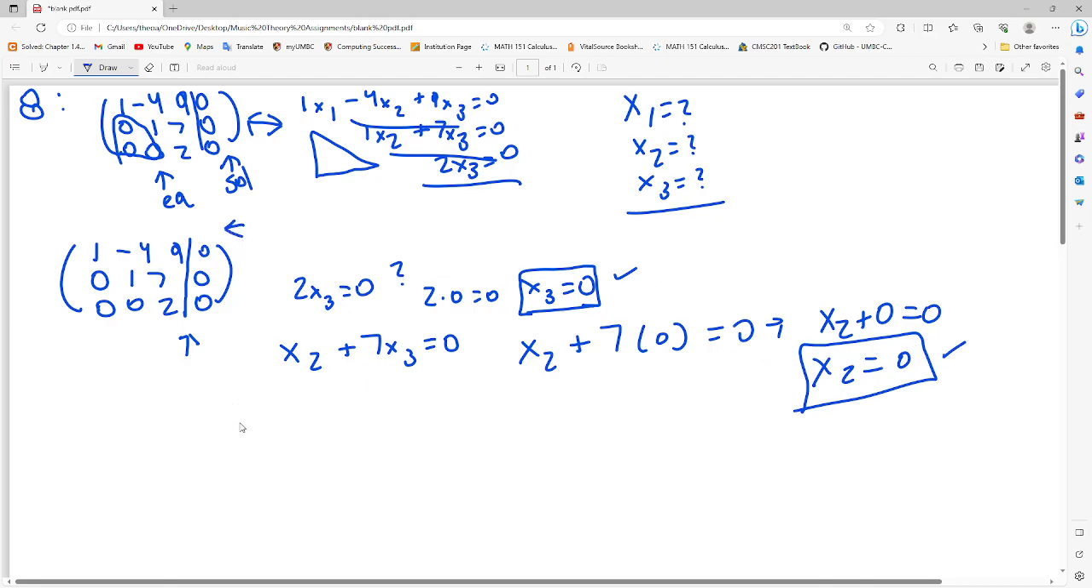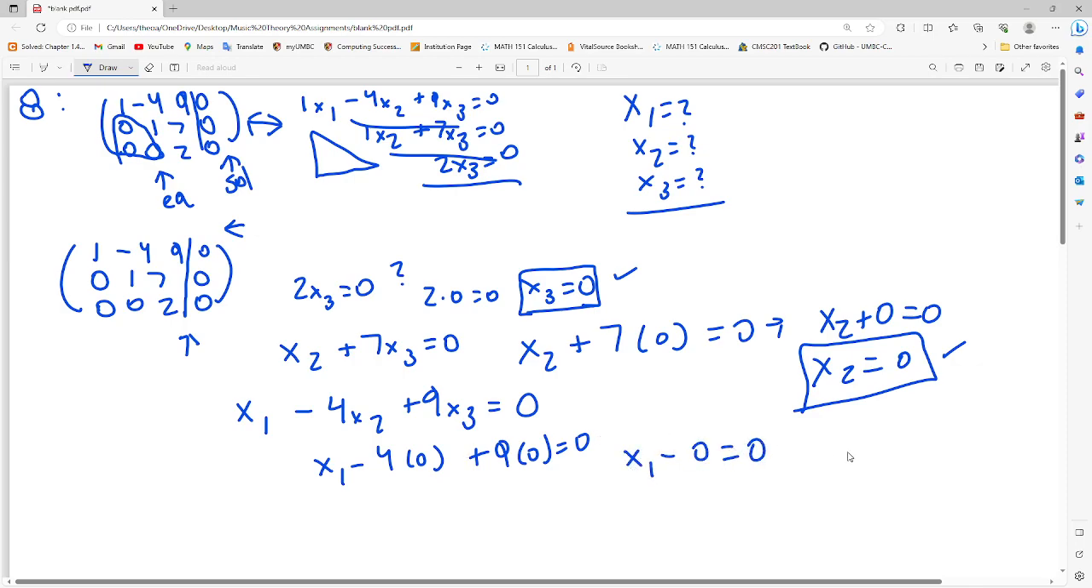Now we have x3 and x2, so we're free to use this in the last row of our matrix. So we have x1 minus 4x2 plus 9x3 equals 0. We said before that x3 is 0 and x2 is 0, so we get x1 minus 4 times 0 plus 9 times 0 equals 0. 4 times 0, 9 times 0 equals 0, so we get x1 minus 0 equals 0, meaning x1 has to be equal to, yep, it is 0.